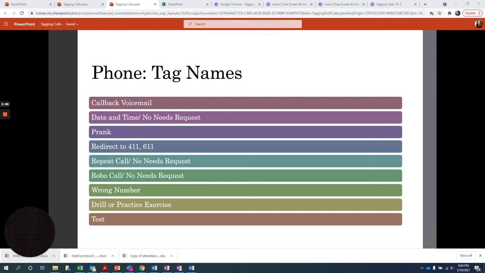All other N11 numbers, so 311, 411, 511, 711, 811, 911, all get put into gig care. But 411 and 611 do not. Also keep in mind that we are contracted to handle the state directory line. So we do receive some 411 calls that are for us that we need to put in our database. We'll talk about that a little more in another training.